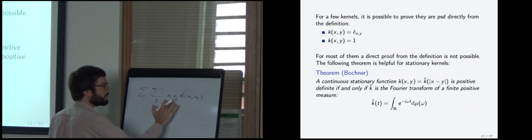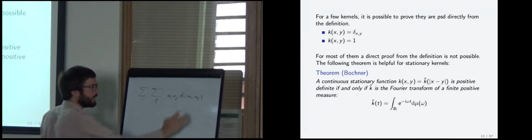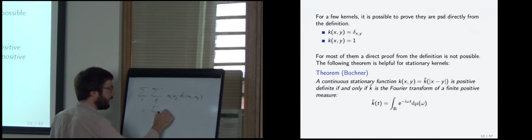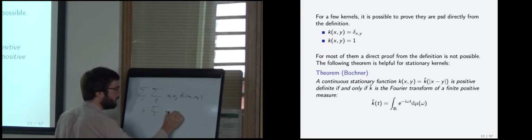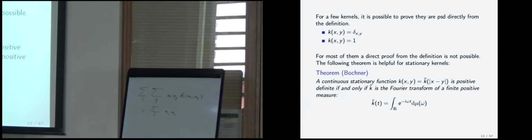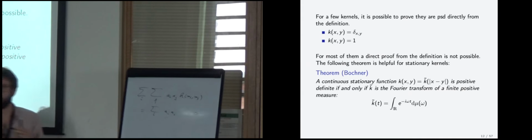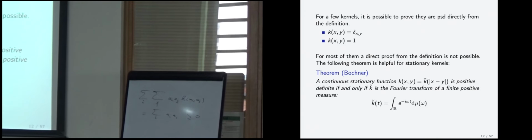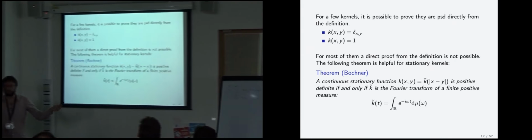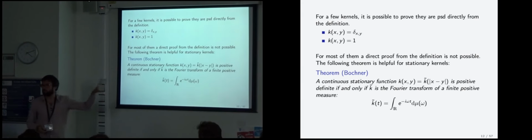So in this double sum, all the non-diagonal elements are going to be 0. So this double sum is just equal to a sum over i of alpha i squared. So this quantity is going to be greater than or equal to 0. All right, so for some simple kernels, we can do the proof directly. But for the others, it will not be possible to come up with a proof that is simple like that.